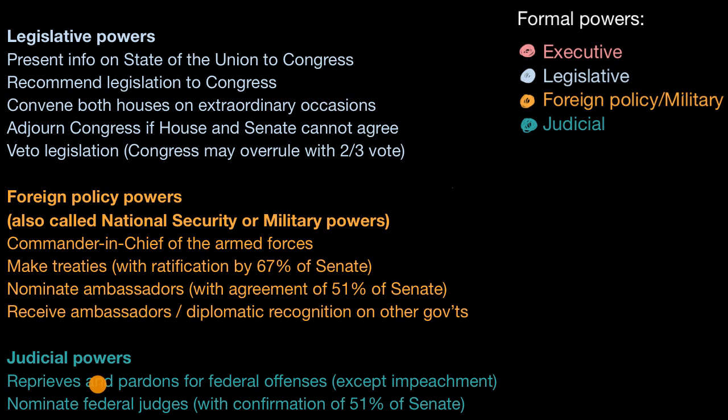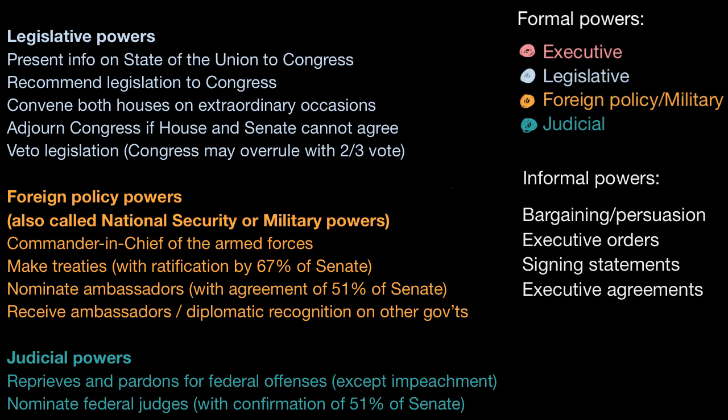And then finally, the judicial powers that we saw in Article 2, reprieves and pardons for federal offenses, and the power to nominate federal judges, including U.S. Supreme Court judges. Now, as I touched on, these are the formal powers, but there's also what are known as informal powers, and we'll talk more about these in other videos. The president has a unique role in the federal government and in national discourse as a whole, and because of that, they have a lot of bargaining and persuasion power.